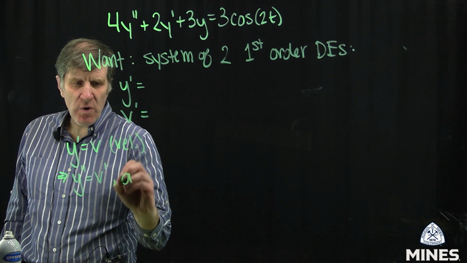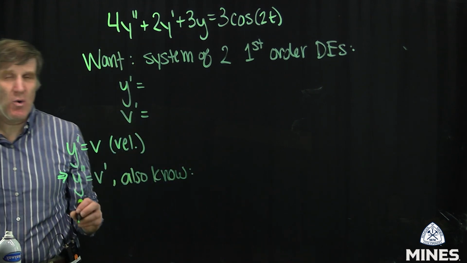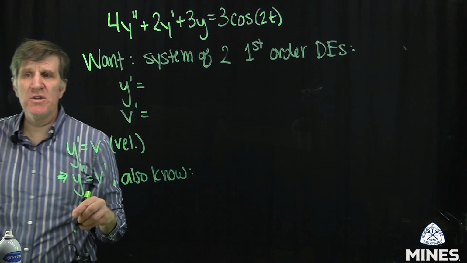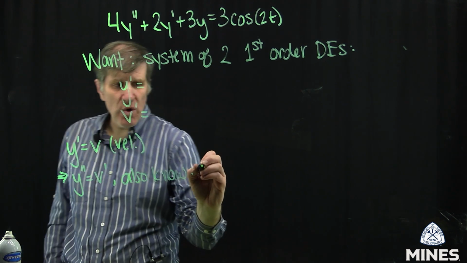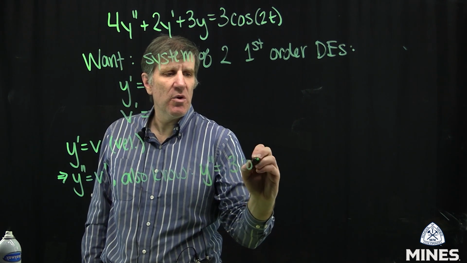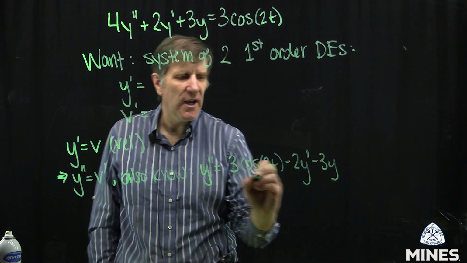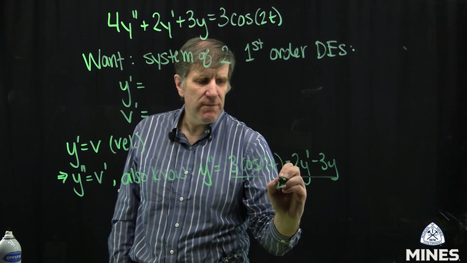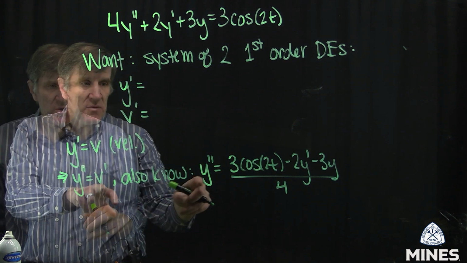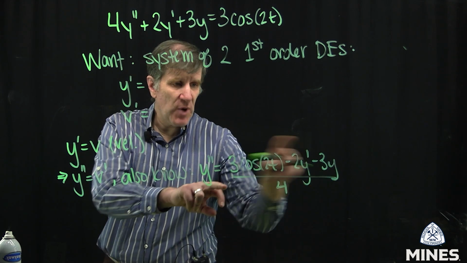We also know something else about y double prime. We know what y double prime is from the original differential equation. So we also know that y double prime is equal to 3 times the cosine of 2t minus 2y prime minus 3y divided by 4. If I solve this for y double prime, that is what I get. So we can equate these things. We have y double prime is v prime, but also y double prime is this thing.